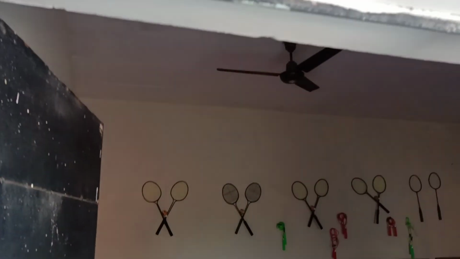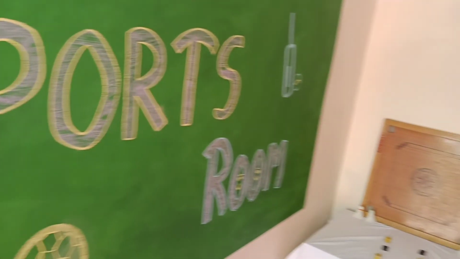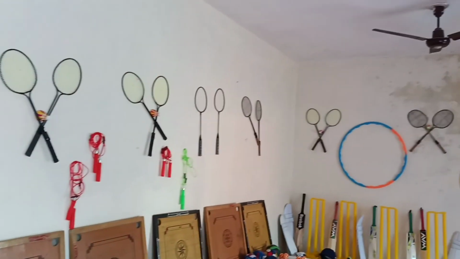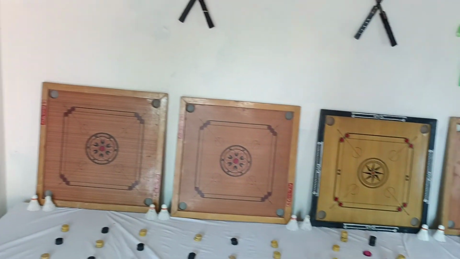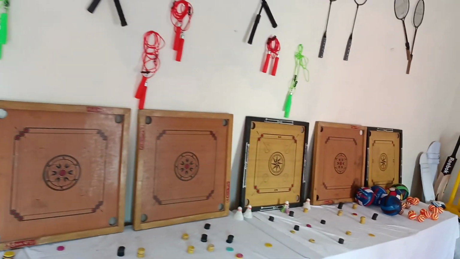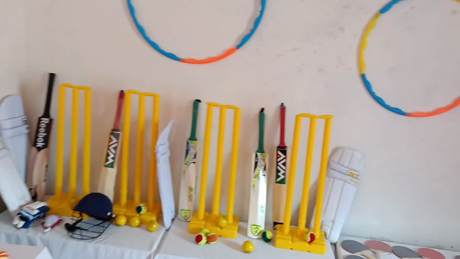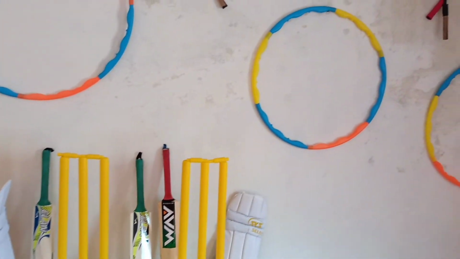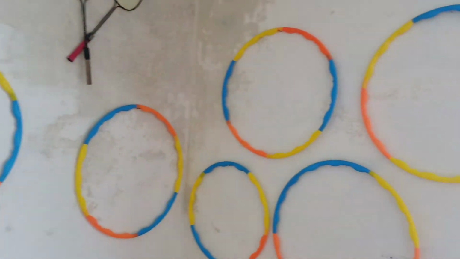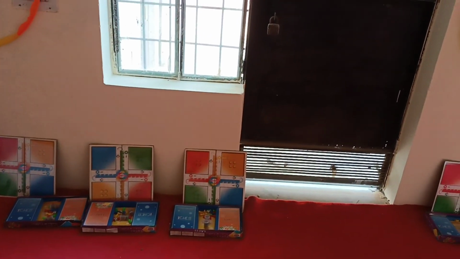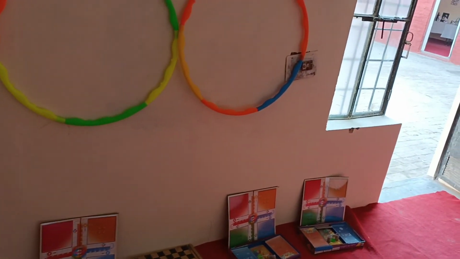This is the sports room where the different goods relating to sports are kept. You can see the badminton rackets here, and also you can see carom. There are footballs, cricket related sports goods, and chess and other sports goods.